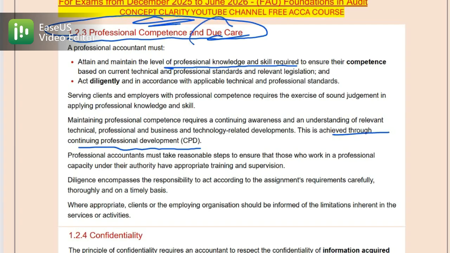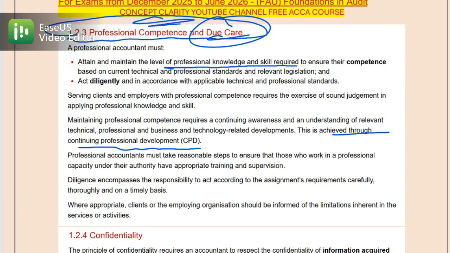By due care, we mean acting diligently. In other words, you perform your work carefully, thoroughly, and on a timely basis, in accordance with the applicable technical and professional standards. Then we call that due care. There is a supervisory duty too. If you have junior staff working under your authority, you must ensure they have appropriate training and supervision. Okay? You cannot just hand work to a junior.